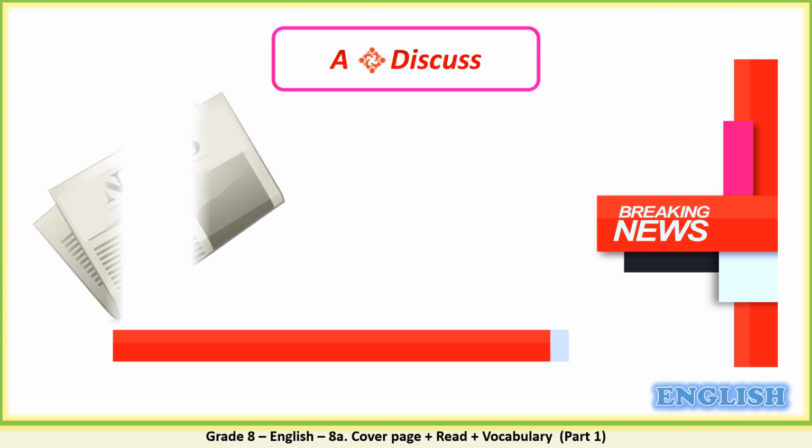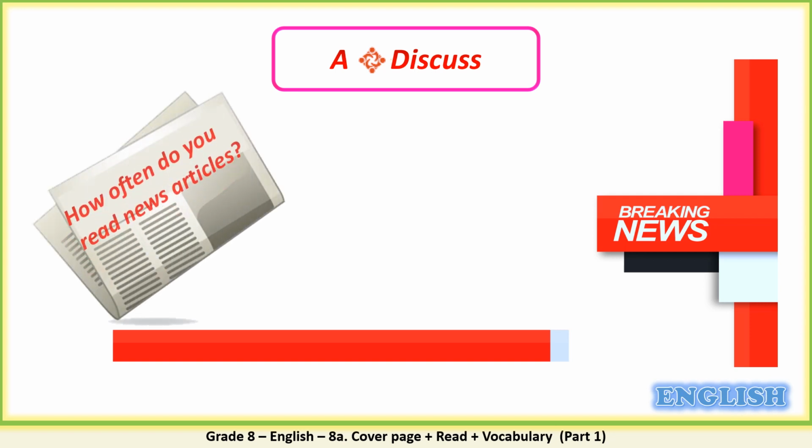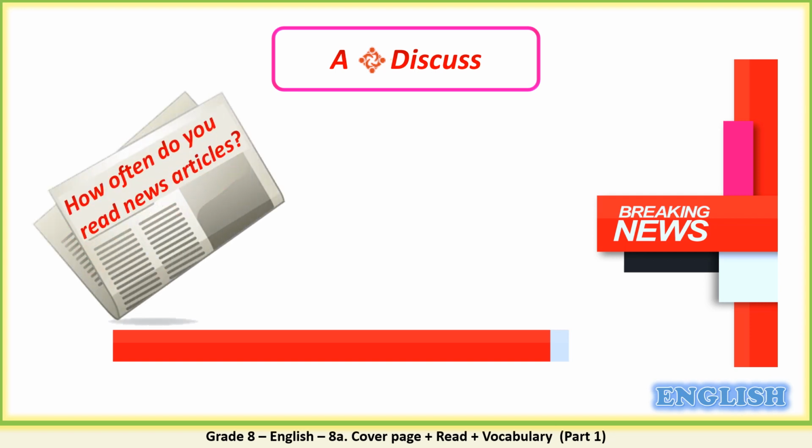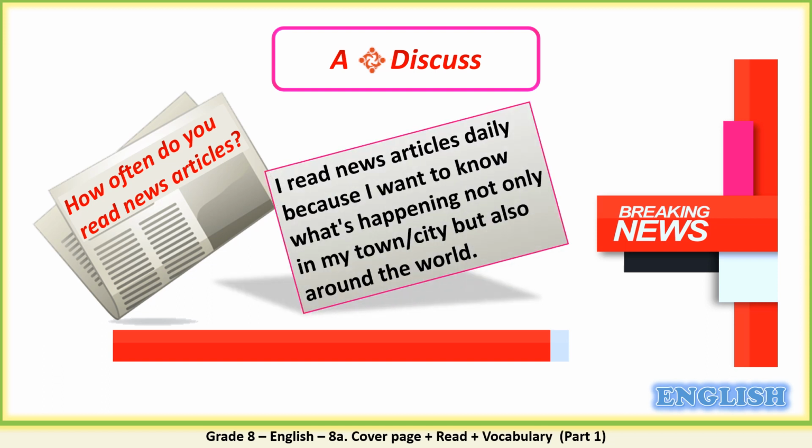In Activity A, discuss, there are 3 questions that you need to think about. Question number 1. How often do you read news articles? Excellent. One of you might say, I read news articles daily, because I want to know what's happening not only in my town or city, but also around the world.